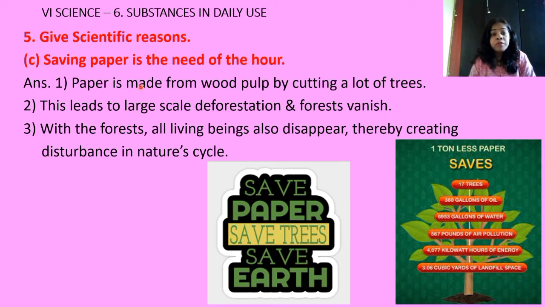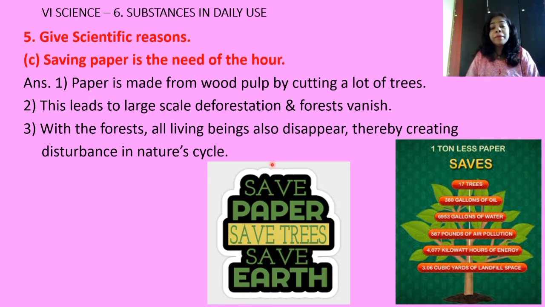So children, when we are making paper, we have to cut down a lot of trees because from the wood we are making paper. What happens because of this? A large scale deforestation takes place. All the trees are cut down. There are no forests. Forests vanish. And when there are no forests, all living beings also start disappearing slowly. And then there's again a disturbance in nature's cycle.